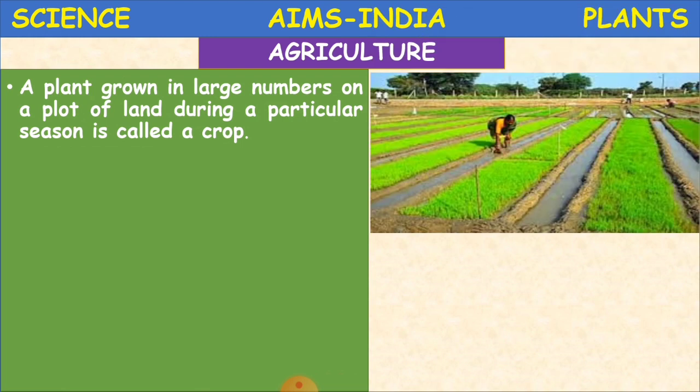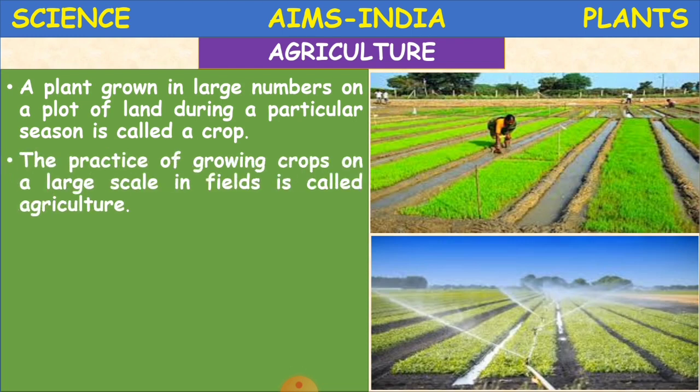Okay, like if you see here, this is a very large area in the picture. You can see they are sowing the seeds and they are getting the plants. So they are growing this in a large area. So this occupation is called agriculture. And now the practice of growing crops on a large scale in fields is called agriculture.